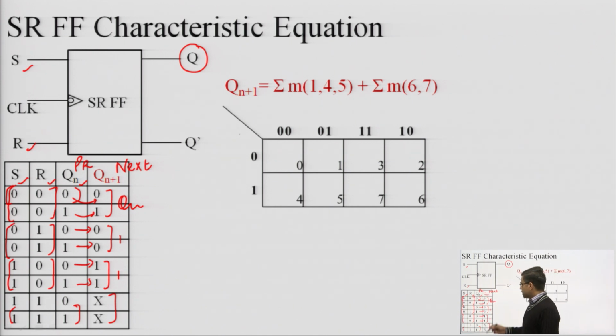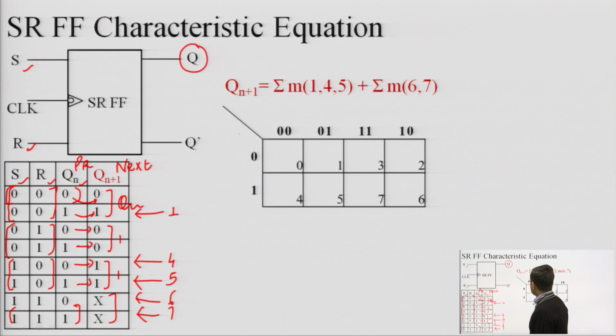Now from this characteristic table we can see that Qn plus 1 has 3 ones and 2 don't care terms. The locations of these 3 are: 001 corresponds to 1, 100 means 4, 101 means 5, and the last 2 don't care terms are 6 and 7. So 1, 4, 5, 6 and 7. These 1, 4, 5 are the min terms and 6, 7 are the don't care terms. This is not a min term, this is a don't care term.